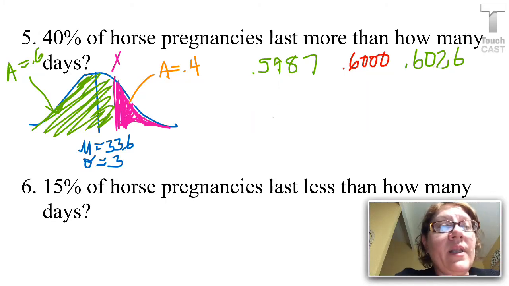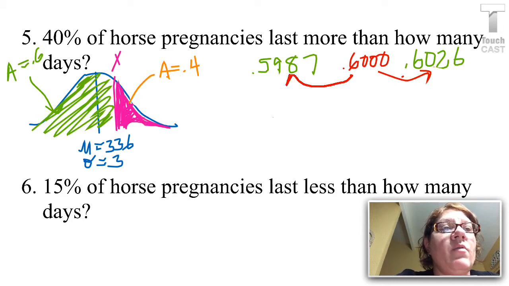Okay, so I look up in the table and I don't see 0.6000. Instead, I see 0.6026 and 0.5987, and it would fall between them. And the question is, how far away is it from each? Well, the one here on the right, it's 0.0026 away. The one here on the left, it's 0.0013 away.